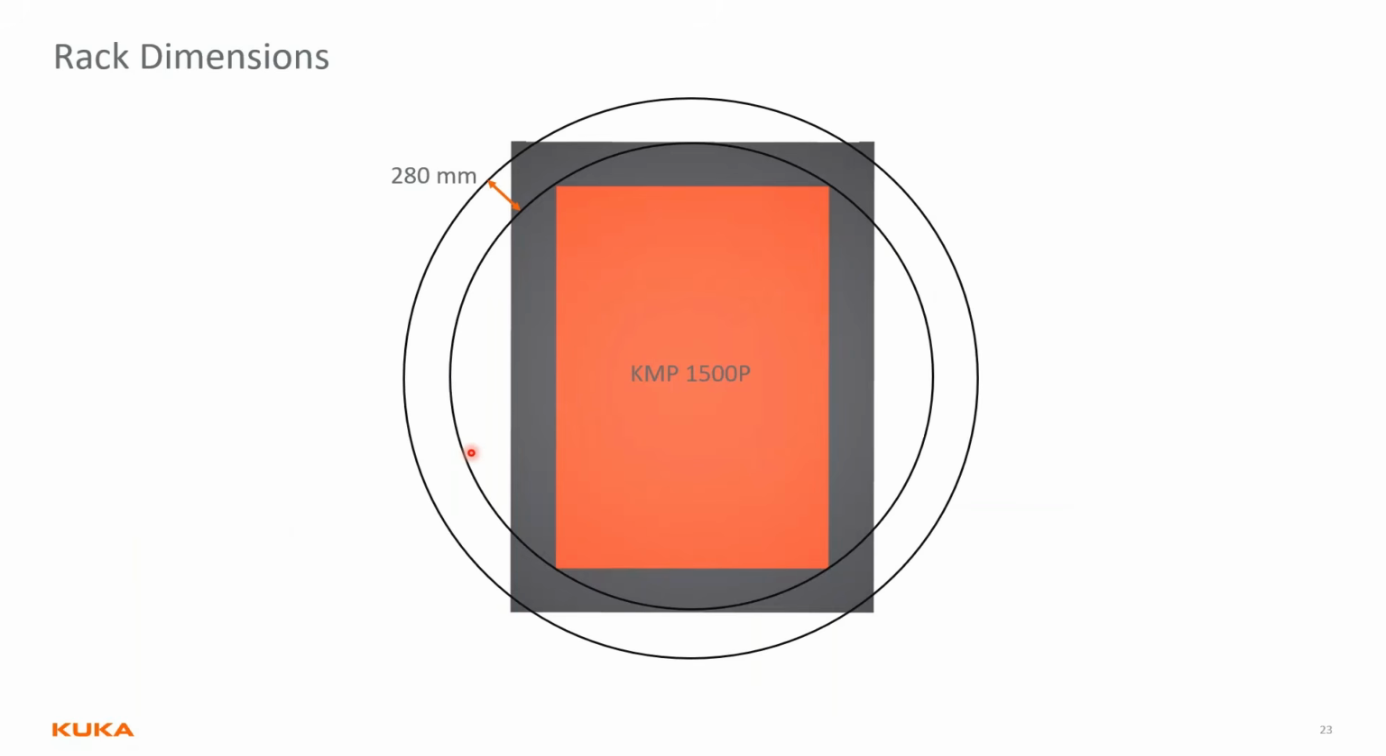So I said I want to rotate under the rack, so I'm looking at the 1500p because that's the larger one, and I'm making sure that I account for 100 millimeter of distance when I rotate under this rack. So that's also accounted for.